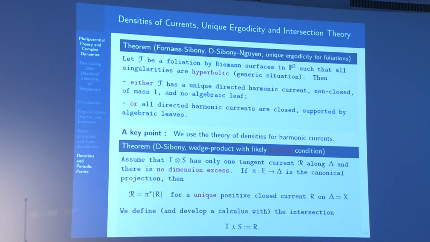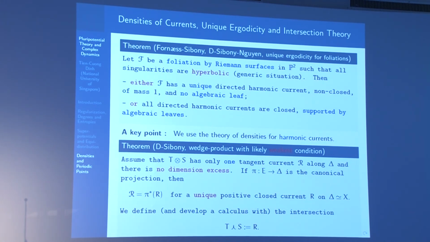Very quickly, I want to mention that we can apply the theory to study foliations also. We have a unique ergodicity for foliations. Here is a simplified statement. We consider a generic foliation by Riemann surfaces in P2. Then there are two possibilities: either you have a unique directed harmonic current of mass 1 and no algebraic leaf, or all directed harmonic currents are closed and supported by algebraic leaves.